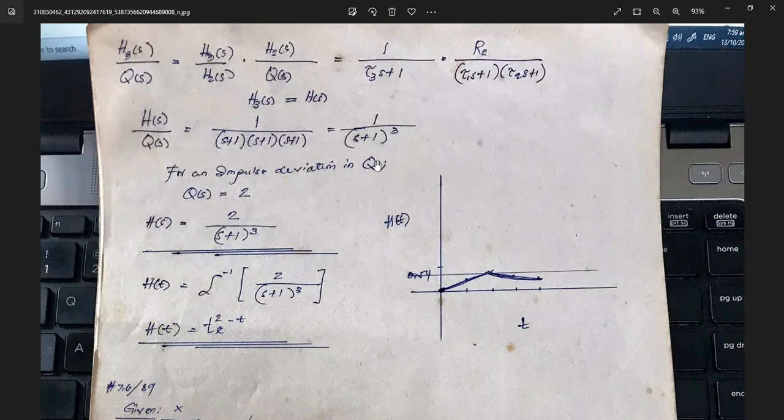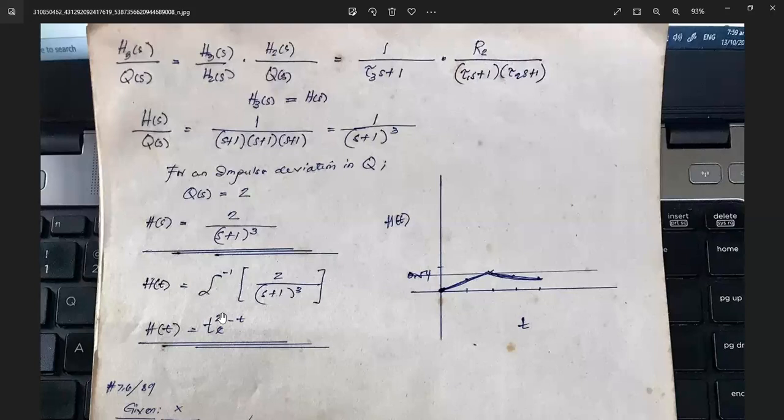So if your Q is an impulse function of magnitude 2, you replace the Q of S here with 2. So you have a 2 in there. Inverting this is very easy. You know how to invert this one, just the expression. So this is using the shifting of the function of t. So if this is inverted, you have t squared e raised to minus t as its inverse Laplace.